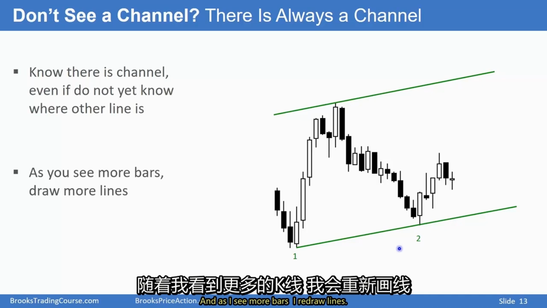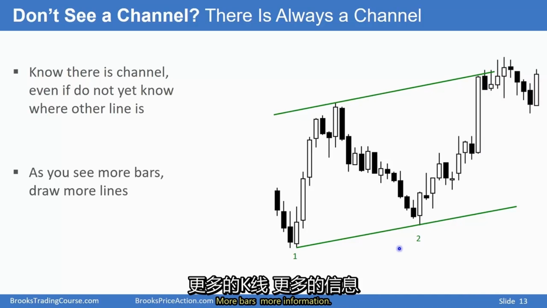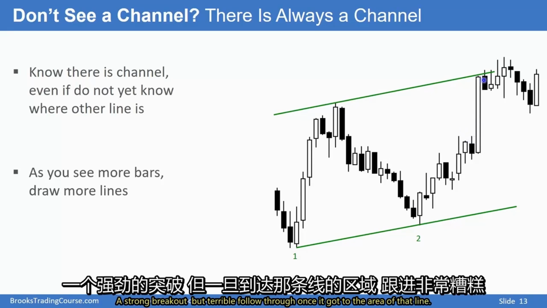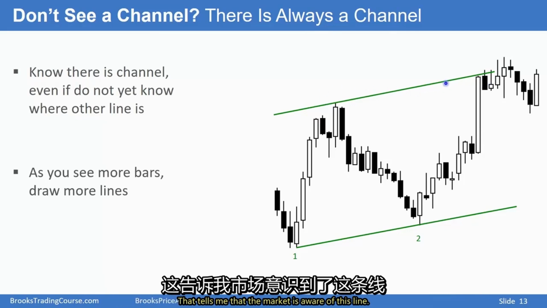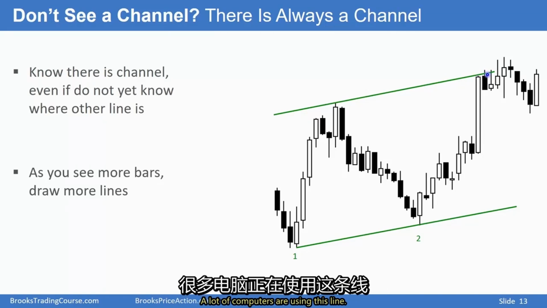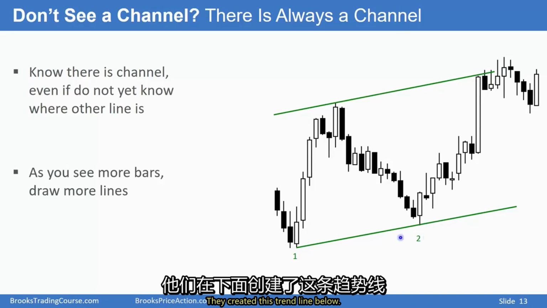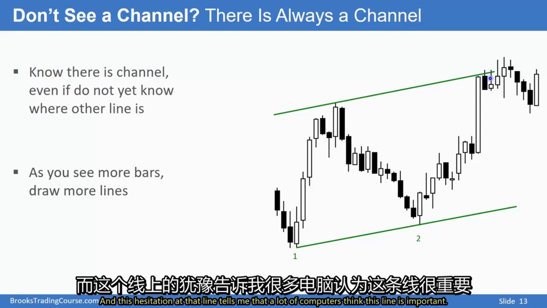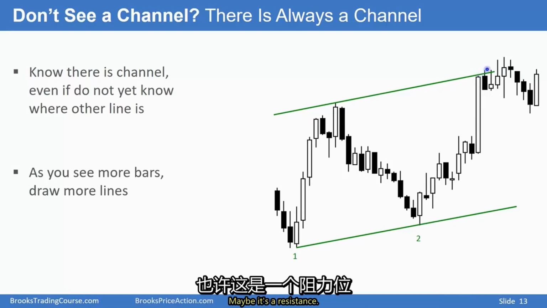And as I see more bars, I redraw lines, more bars, more information. And then look what happened here. A strong breakout, but terrible follow-through once it got to the area of that line. That tells me that the market is aware of this line. A lot of computers are using this line. They created this trend line below. They created a parallel. They dragged it to this high. And this hesitation at that line tells me that a lot of computers think this line is important. Maybe it's a resistance. Maybe we reverse down. Maybe we break above it.